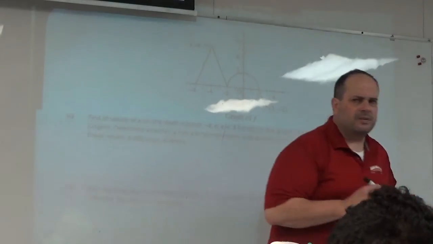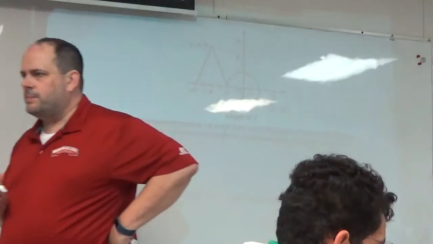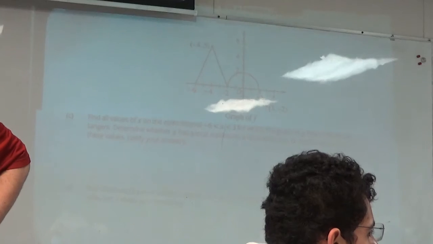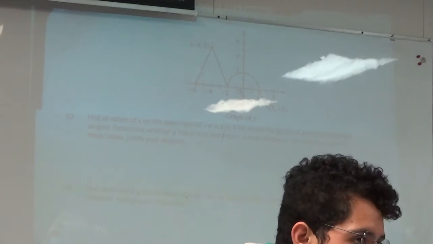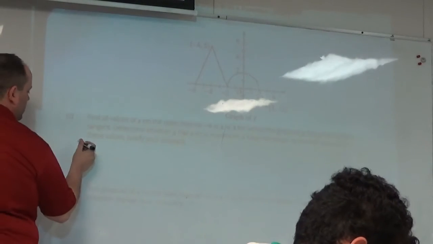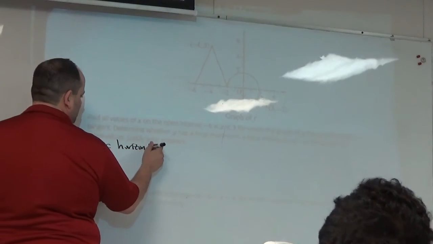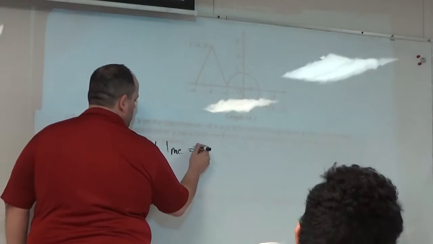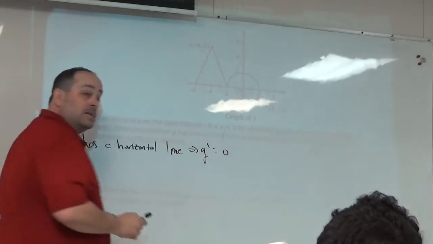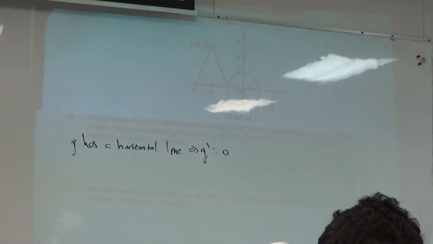Can you guys show me what a horizontal tangent line looks like? I just want to check in on vocab here. A horizontal tangent line looks like this. What do we know? The slope is 0. G has a horizontal tangent line, which means that G prime is equal to 0, right? Because G prime is slope. That's a horizontal tangent line.